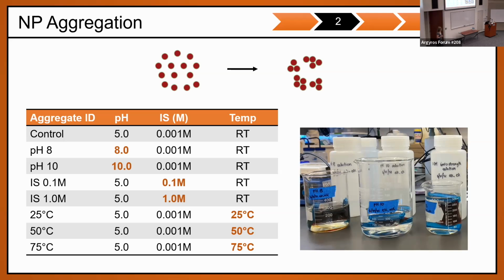Next, we aggregate them because, as mentioned, nanoparticles don't just stay constant, but they aggregate under different conditions. And so essentially, we aggregate them by either raising the pH, raising the ionic strength, or raising the temperature. All of these things bring the particles together and form aggregates with different structures that mimic potential aggregates that might be found in the environment. So these are all the aggregates that were made for this experiment and were tested.